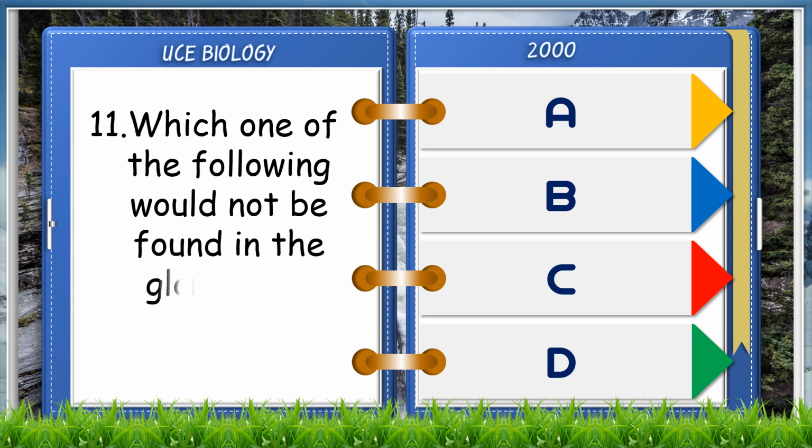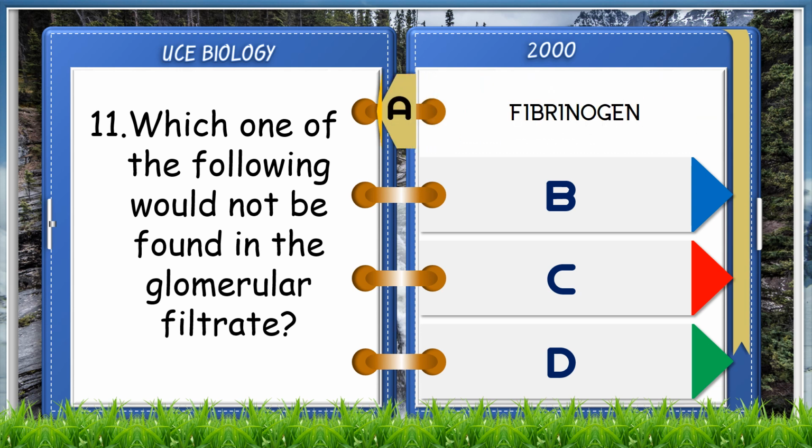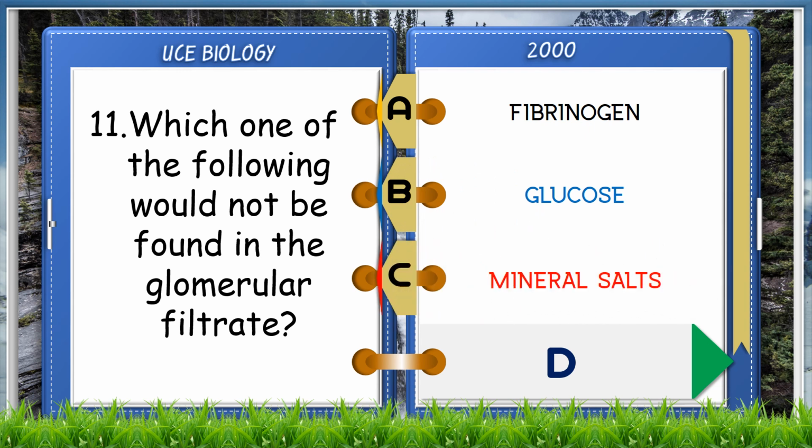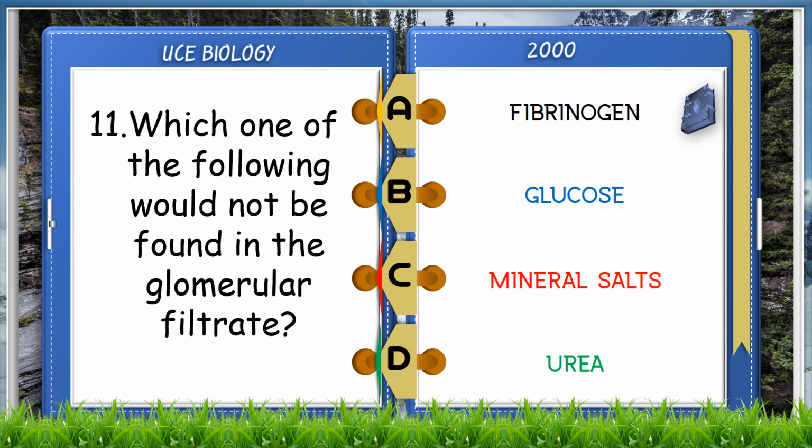Which one of the following would not be found in the glomerular filtrate? A. Fibrinogen. B. Glucose. C. Mineral salts. D. Urea. The answer is A. Fibrinogen.